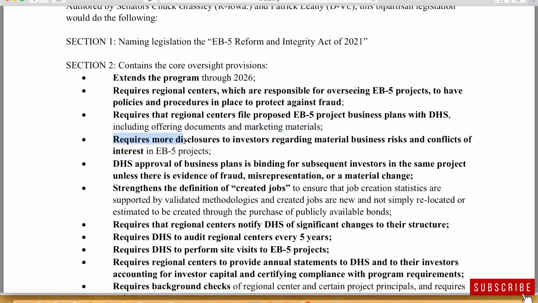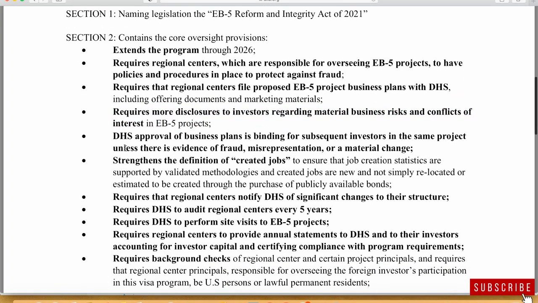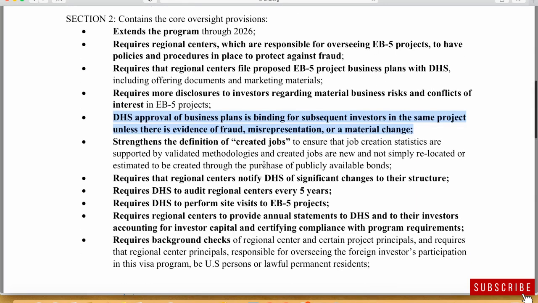Another requirement is disclosures to investors regarding material business risks and conflicts of interest in EB-5 projects. DHS approval of business plans is binding for subsequent investors in the same project, unless there is evidence of fraud, misrepresentation, or material change. Strengthens the definition of created jobs. If you remember, with the direct investment, you have to create 10 jobs. In this case, we are talking about indirect investment, so you are not responsible for job creation.